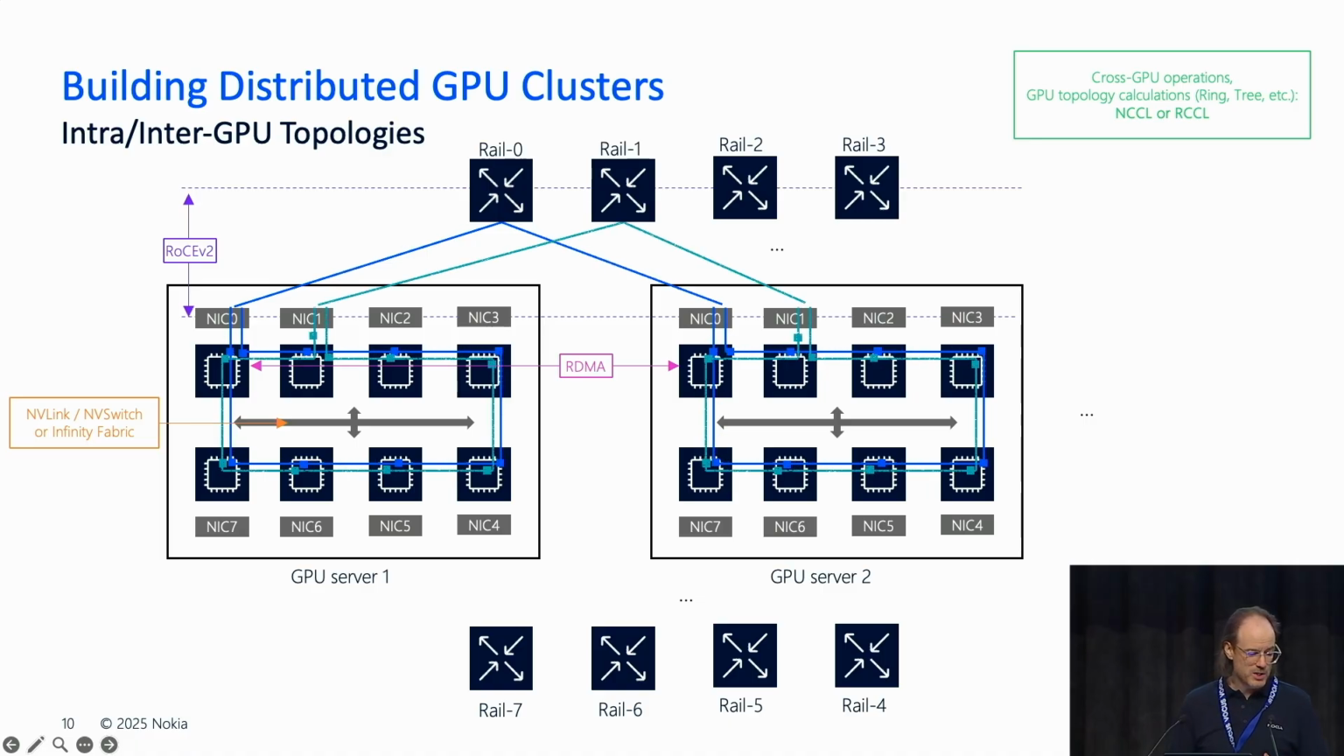This is a simple case. You could also have multiple rings set up in parallel, but there are also tree structures and whatnot that may be set up there. And this can all result in slightly different traffic patterns across the network.